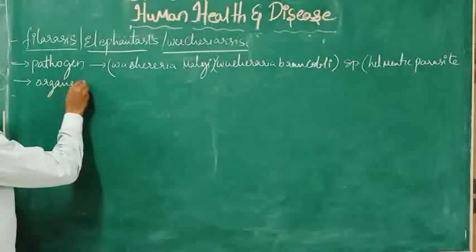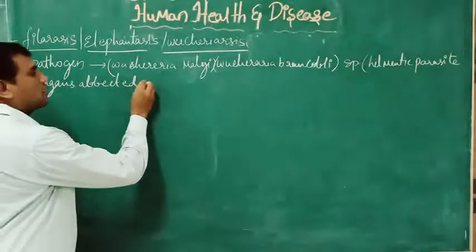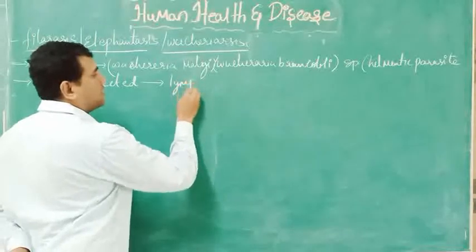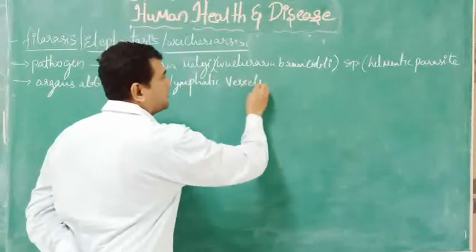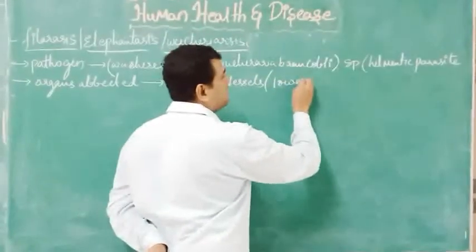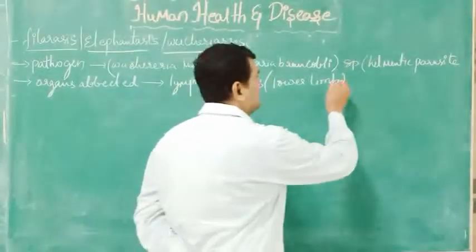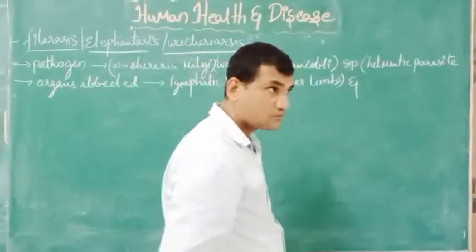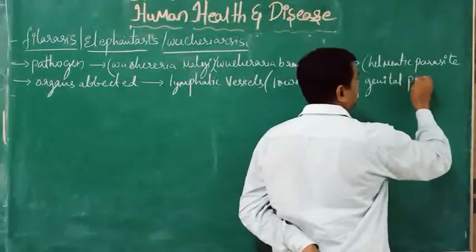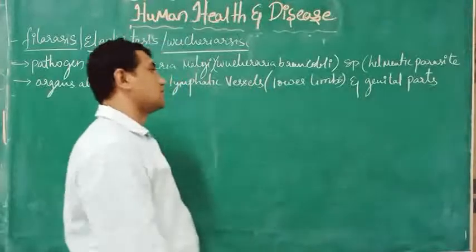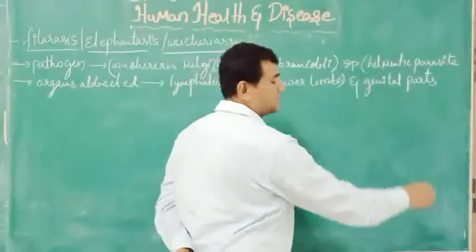Organs means which organs are affected because of this disease. The organs affected are lymphatic vessels, that is of only lower limbs, and genital parts. So the organs affected will generally be lymphatic vessels.